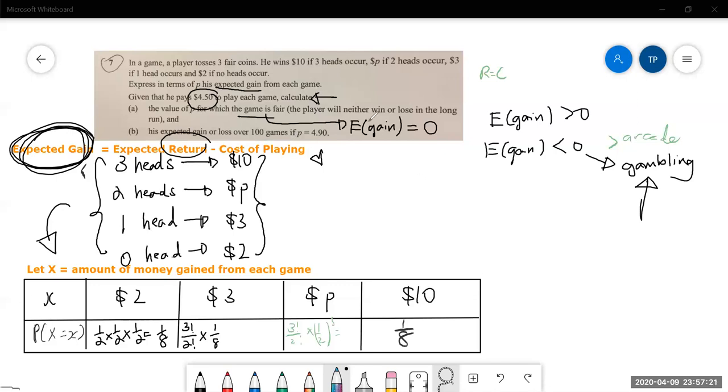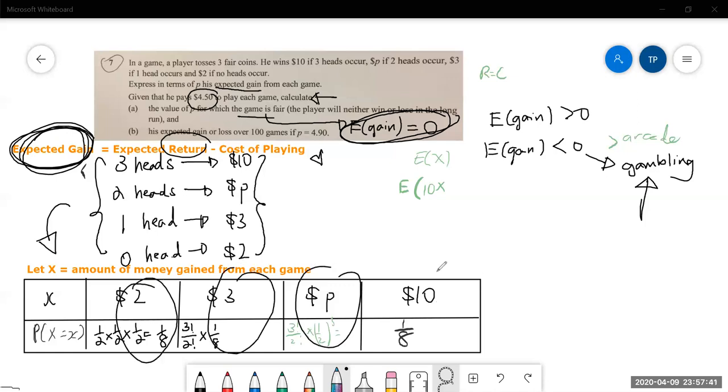Okay, so now this is our objective, to show that the expected gain equals 0. It's very simple. You have to find E of X first. So we have to find this thing first, multiply and add them together. In this case, they call it the gain. So the expected gain minus the cost of playing should be equal to 0. Just solve this equation.